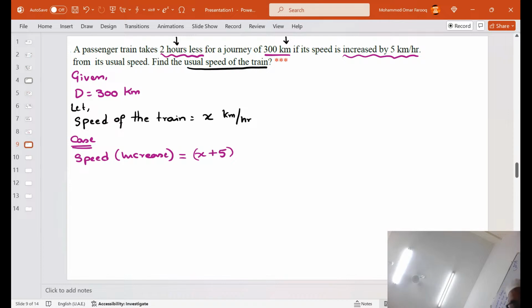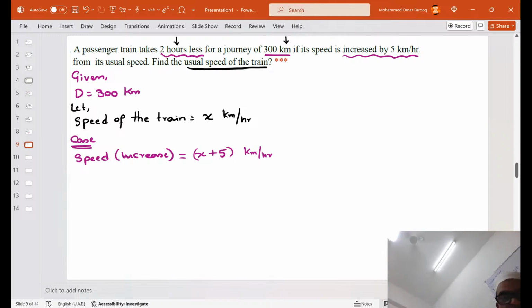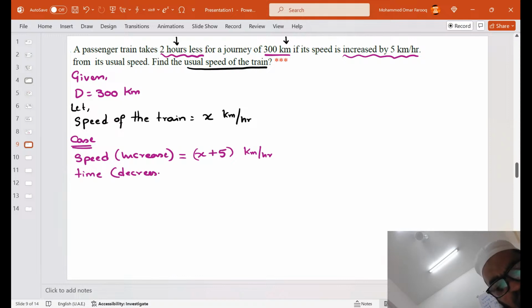Yeah, x plus 5 kilometers per hour. Now, after that, what happens? 2 hours less for a journey. So the time also has changed. So what is the new time? There is a decrease, right? So time decreased. How much? 2 hours. So can I write it as what is the decrease?